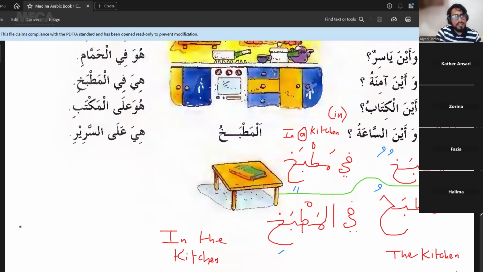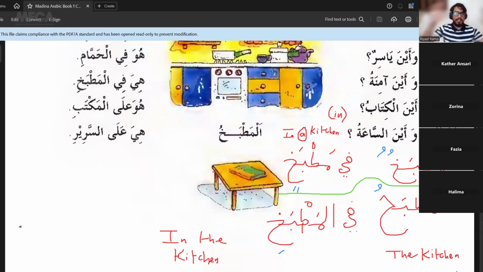The screen changed for some reason. Did the screen change? Mine is okay. No, mine is okay. Okay, sorry. المطبخ, the kitchen. في المطبخ, in the kitchen.